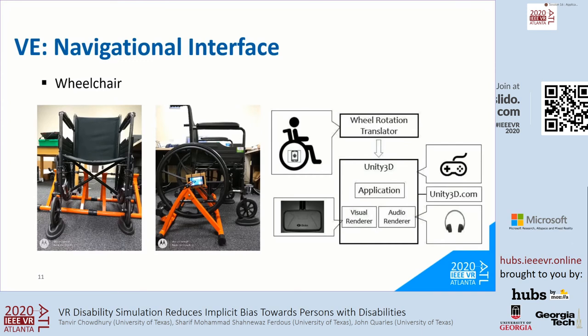To move forward, the participant had to rotate both of the wheels forward. To take a left turn, the participant must rotate the right wheel and stop the left wheel. If she rotated the left wheel and stopped the right wheel, a right turn would happen.